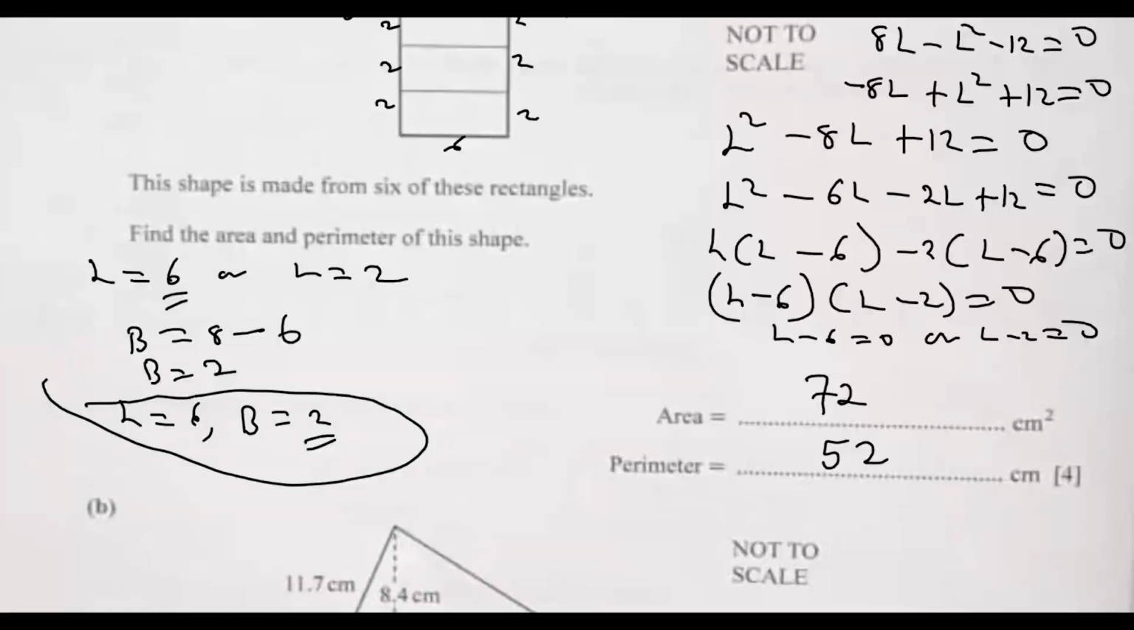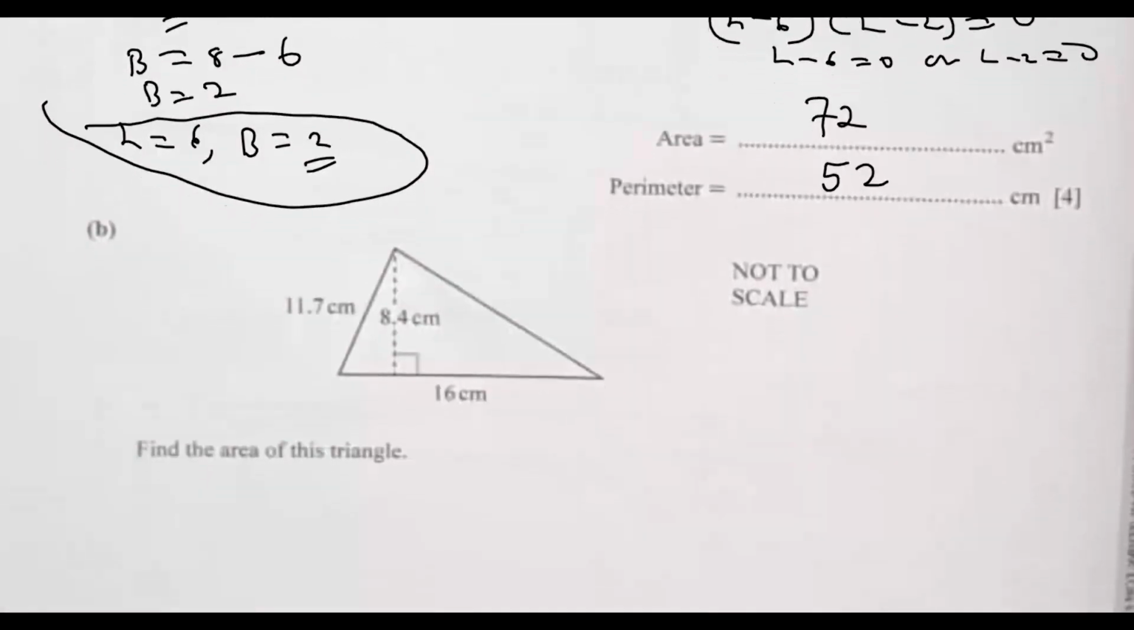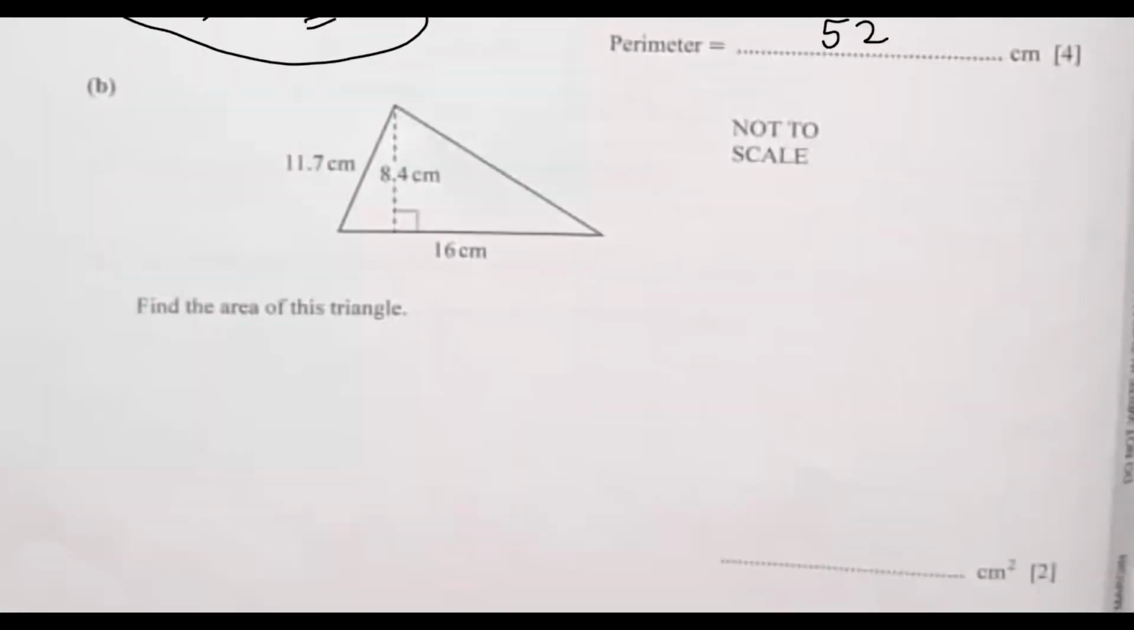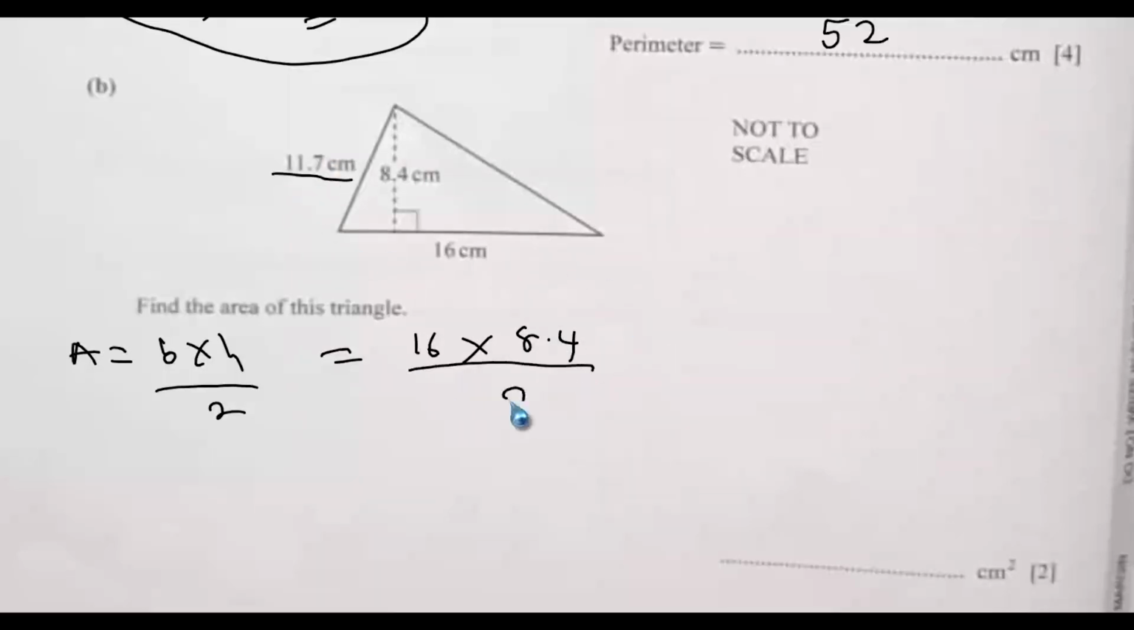So I'm done. So the next question, that's the B part. You are asked to find the area of this triangle. So the area of a triangle is given as base times height over 2, and in this case the base is 16 centimeters times the height is 8.4. You need to be very careful, this is not the height. Okay, so divided by 2.